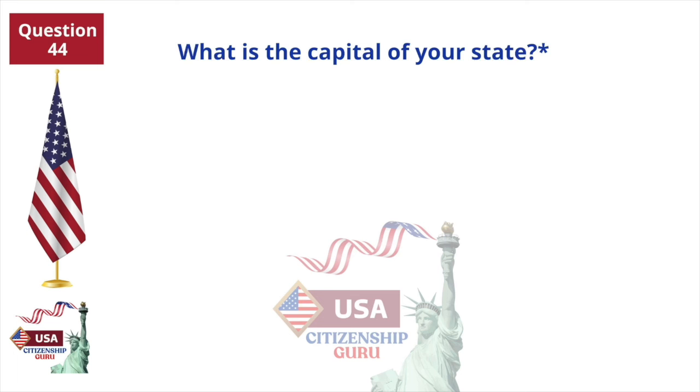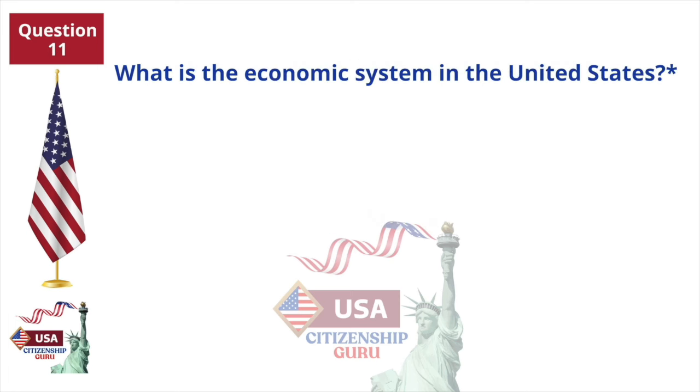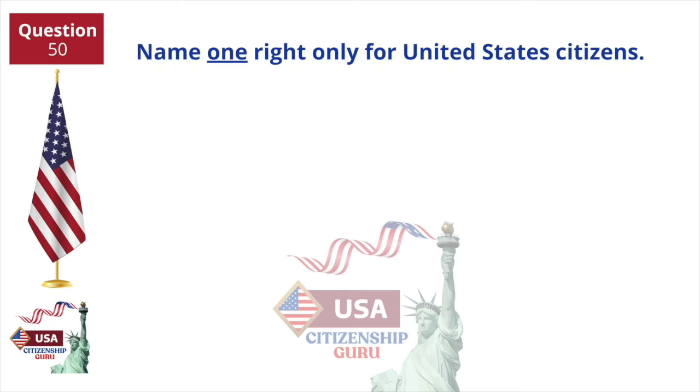What is the capital of your state? What is the capital of the United States? Washington, D.C. What is the economic system in the United States? Capitalist economy. Name one right only for United States citizens. Vote in a federal election.